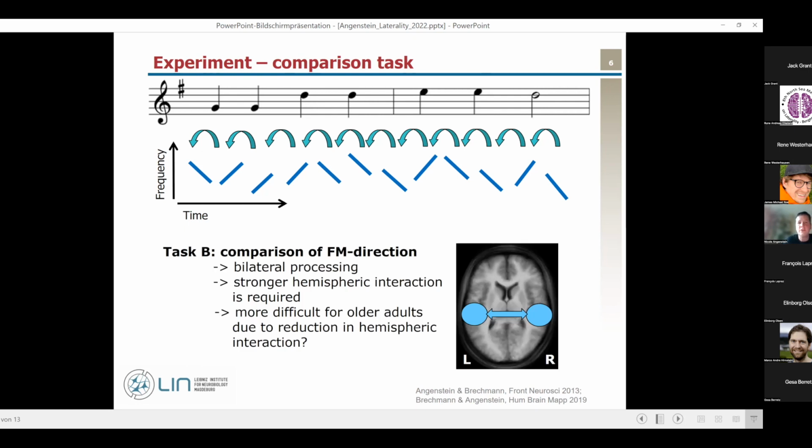For this task, we have shown that both auditory cortices are strongly involved. So the right auditory cortex is probably still involved because you still have to categorize the direction of frequency modulation, and the left auditory cortex probably gets involved because of this sequential comparison you have to do. This is in line with several previous studies that have shown that sequential processing in the auditory domain is also a left hemispheric task. So as this task requires both auditory cortices, it also requires a stronger hemispheric interaction than the other task, the categorization task.